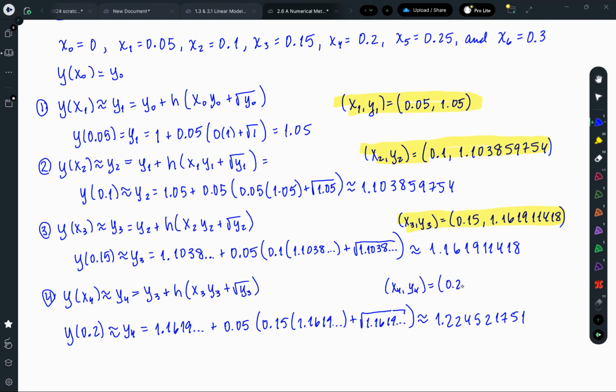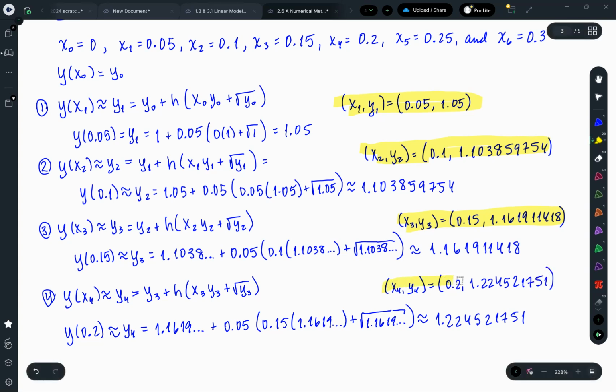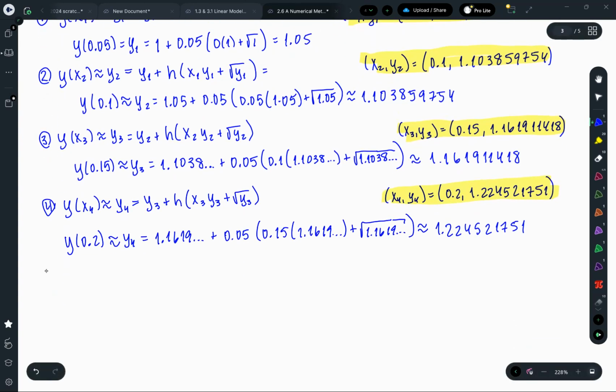x4 was 0.2, y4 was 1.224521751. Okay, highlight that again so I know where I'm going back to. All right, step 5. Okay, you have to be persistent with these. I will admit it gets tedious and long. I promise that on an exam you won't have 6 steps. I just need to know that you know the process, and doing 6 steps is going too far with it.